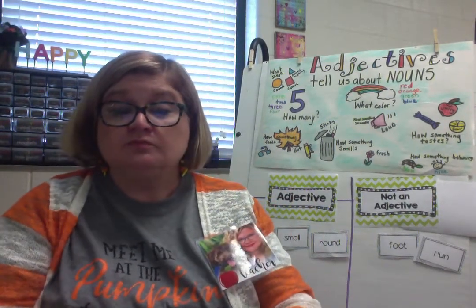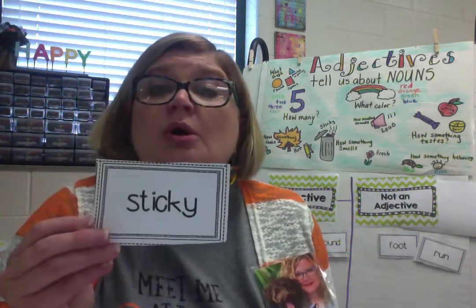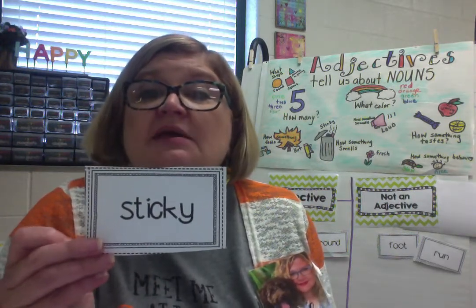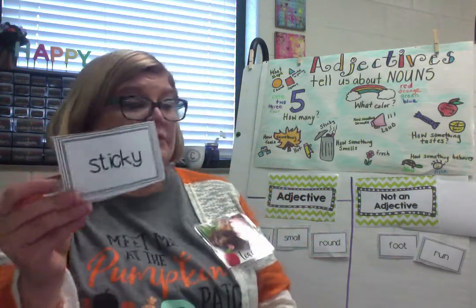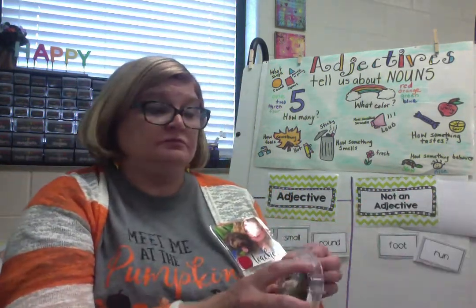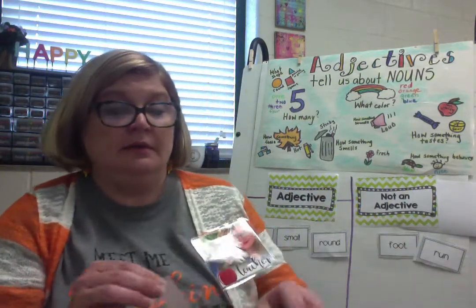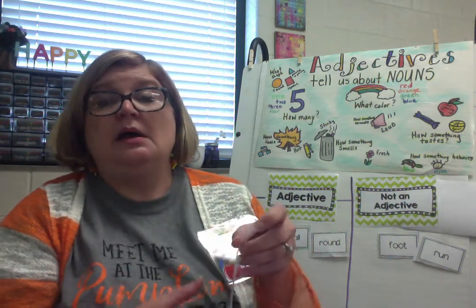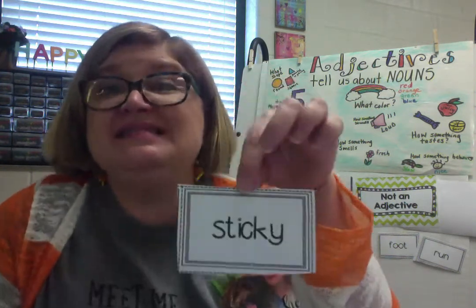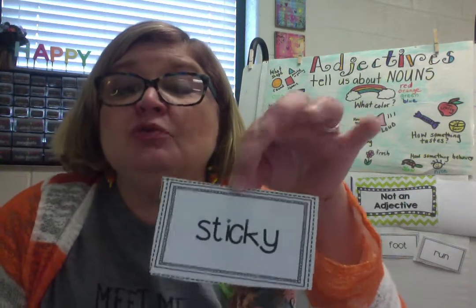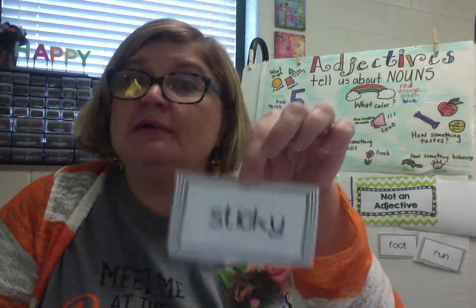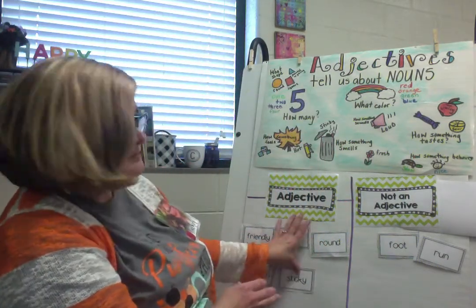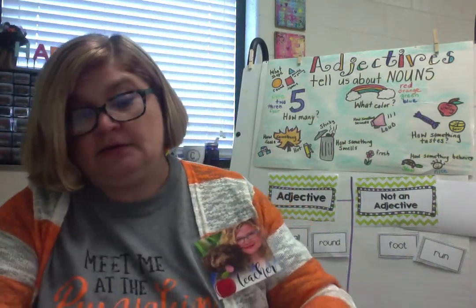Okay. What about this one? Use this word in a sentence. Sticky. Use this word to describe a noun. Okay? Alright. I could say there is sticky gum on the bottom of my shoe. What kind of gum? Sticky gum. So, sticky describes gum, so it is an adjective. Okay.